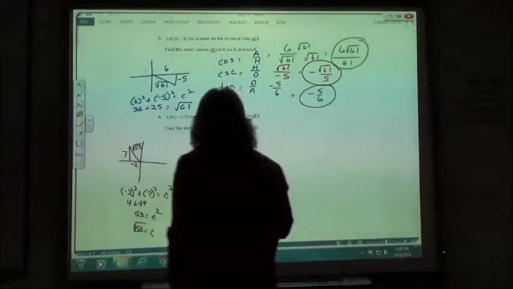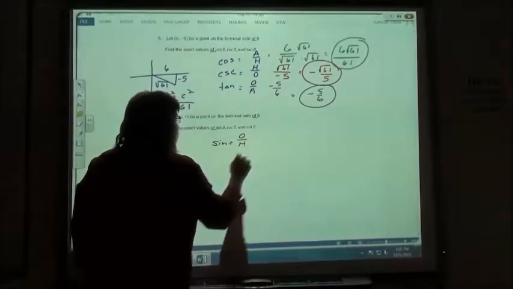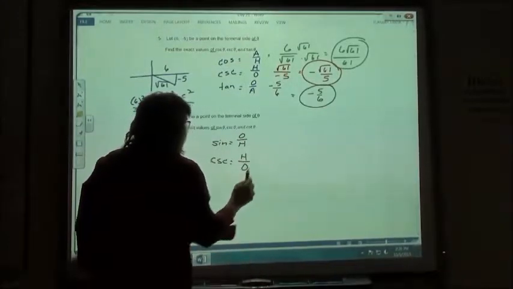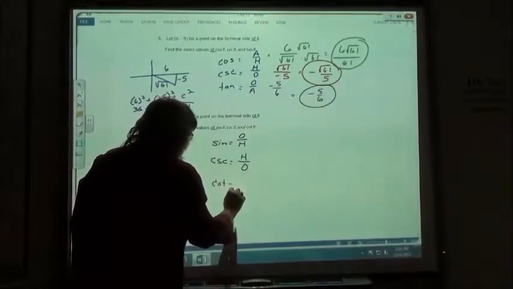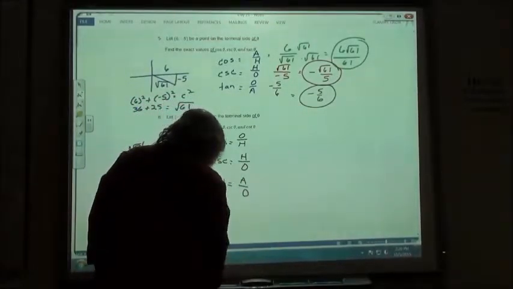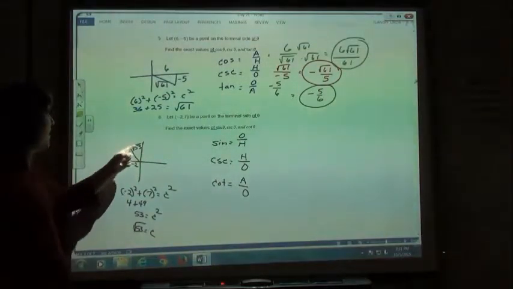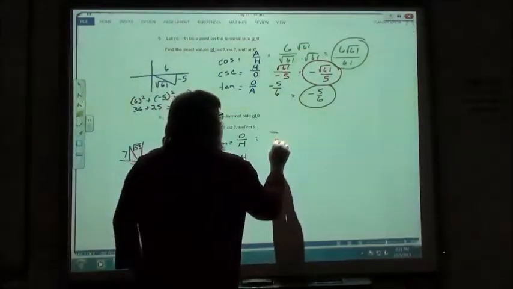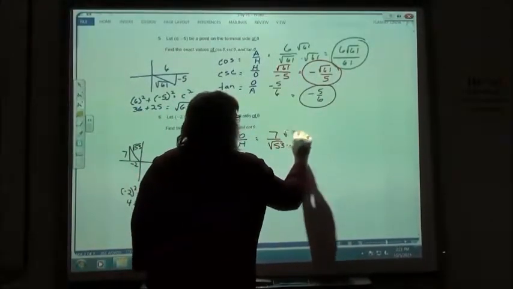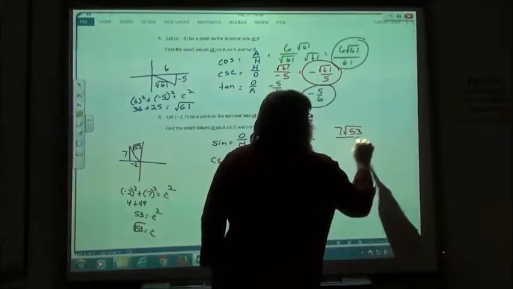And this one, we are going to do the sine, which is opposite over hypotenuse, the cosecant, which is the inverse of that, so hypotenuse over opposite, and the cotangent, which is the inverse of the tangent, so adjacent over opposite. So sine, my opposite over my hypotenuse. So I'm going to get 7 over the square root of 53, which we rationalize. So I get 7 square root of 53 over 53.